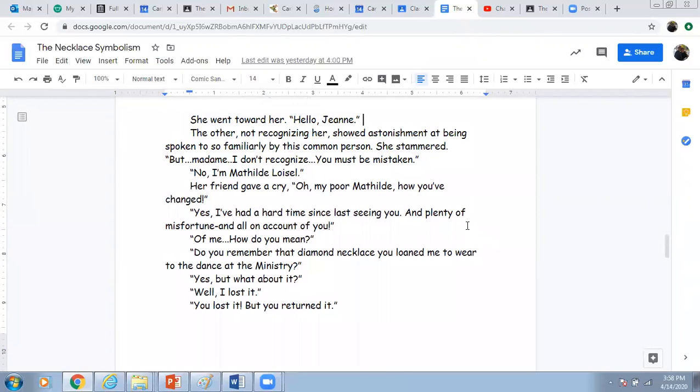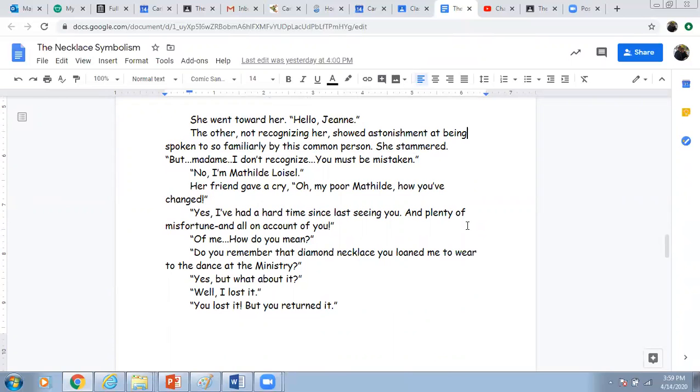She went toward her. "Hello, Jean." The other, not recognizing her, showed astonishment at being spoken to so familiarly by this common person. She stammered, "But, Madame, I don't recognize. You must be mistaken." "No, I'm Matilda Loisel." Her friend gave a cry. "Oh, my poor Matilda, how you've changed." "Yes, I've had a hard time since last seeing you, and plenty of misfortune, and all on account of you." "Of me? How do you mean?" "Do you remember that diamond necklace you loaned me to wear to the dance at the ministry?" "Yes, but what about it?"